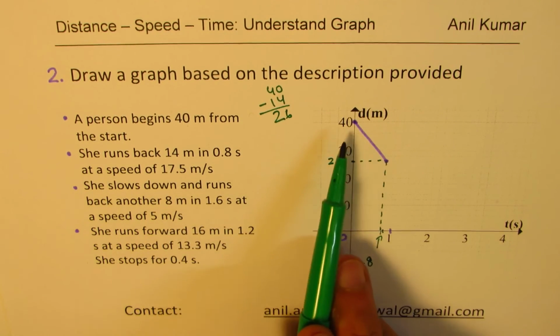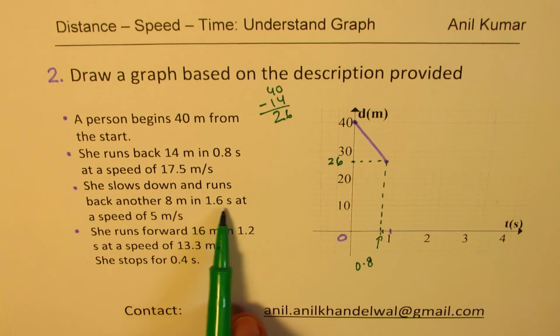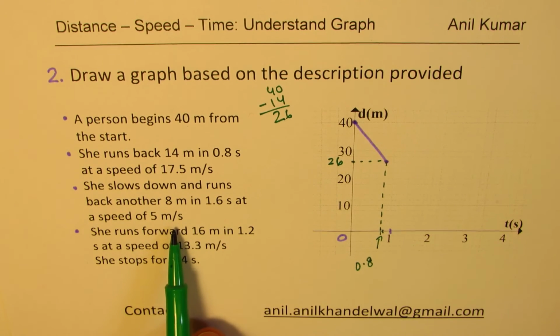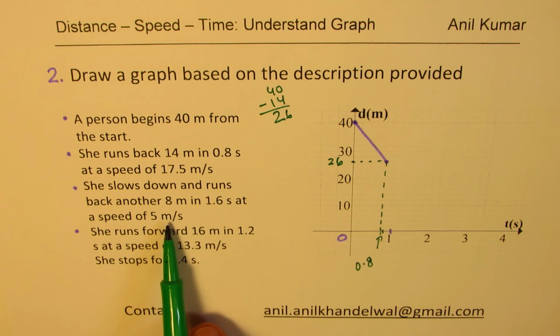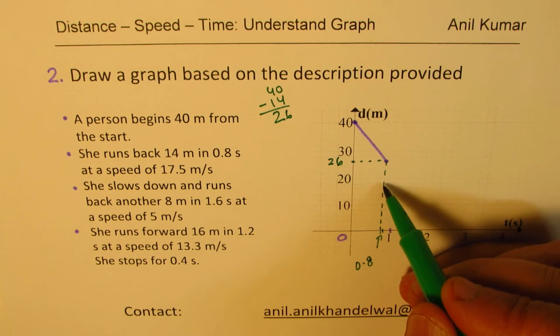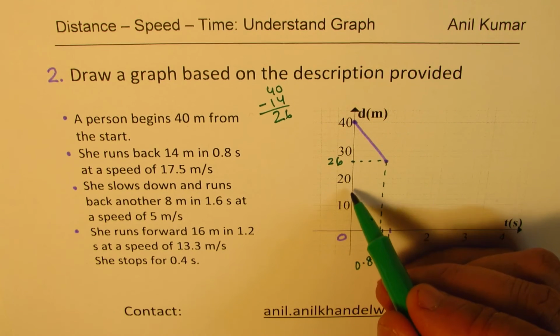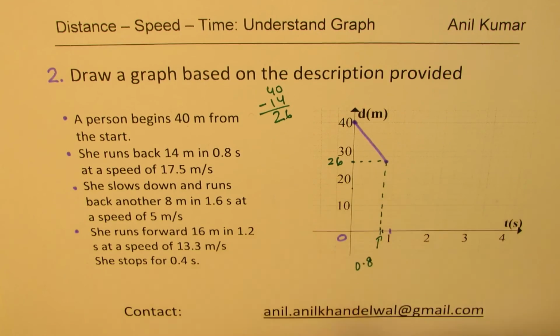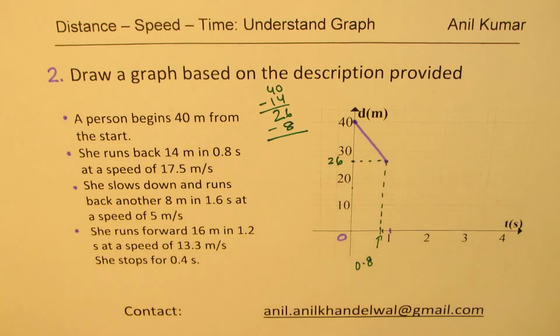She slows down, that means it is not going to be that steep, less steep, and runs back another 8 meters in 1.6 seconds at some speed given to you. When they give you meters and seconds, no need to bother about speed, okay? That's kind of simpler for you, right? So 8 meters, you have to reduce 8 meters. We know from 26 to 20 will be 6 meters and then 2 more. You get the idea? So that is how you can get 8 meters. Otherwise, from 26, you take away 8. We are running back, so we have to take away, correct? Does it make sense to you? So we get what? We get 18.